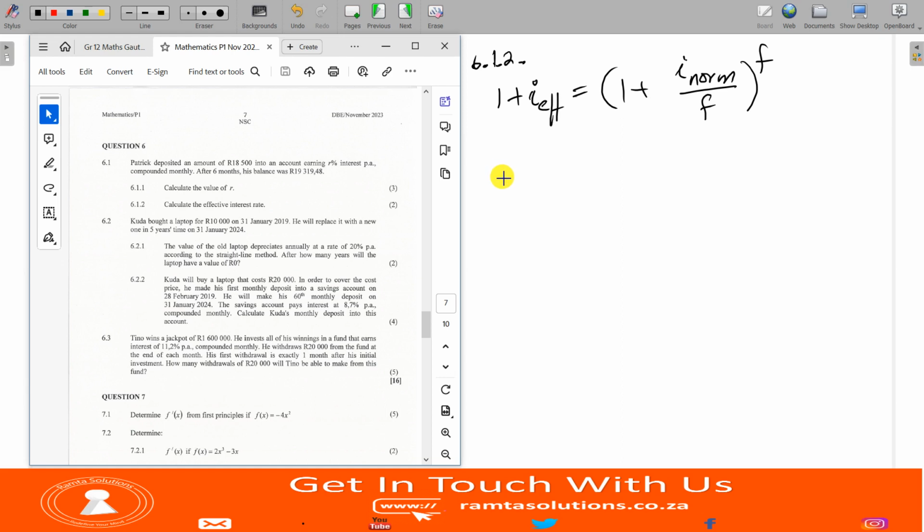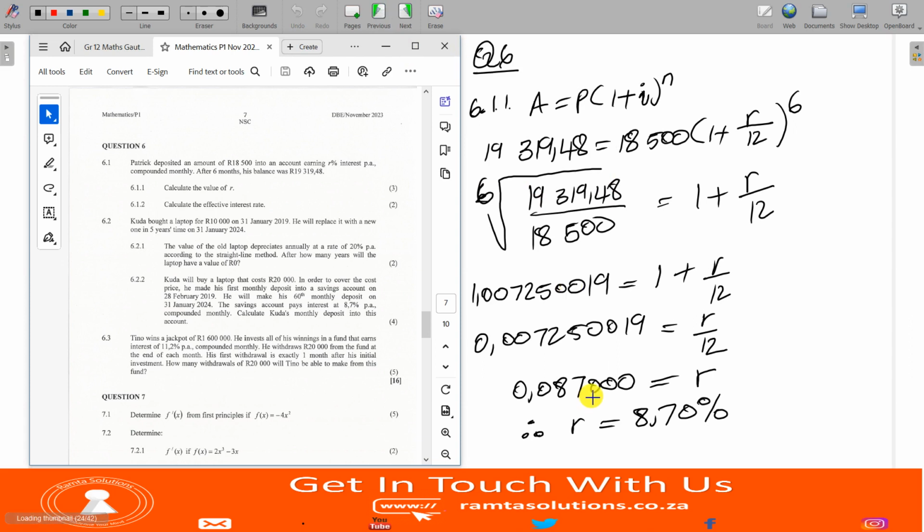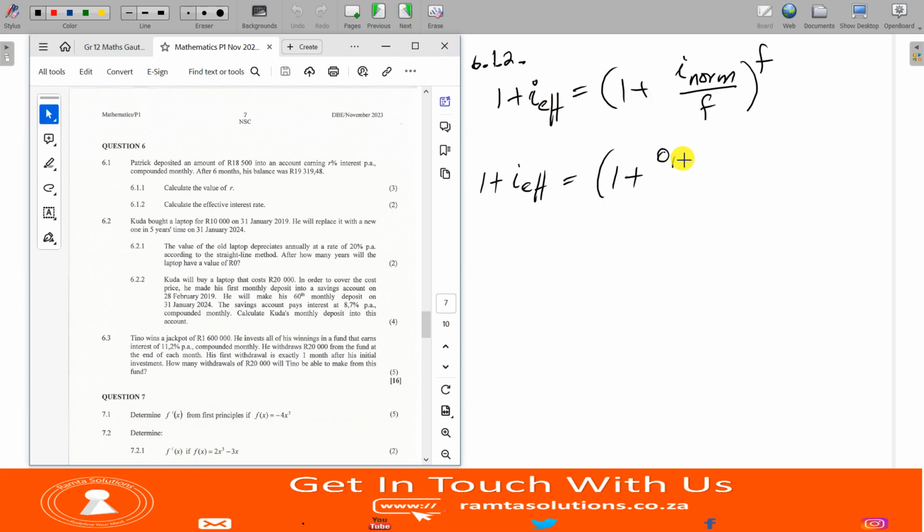So now, what do we do? We proceed and say 1 plus IEFF equals 1 plus nominal interest. The one that we got earlier was 8.70%, which when you divide it by 100, will be 0.087. All right? 0.087 over 12, since it was monthly, close to the power 12.